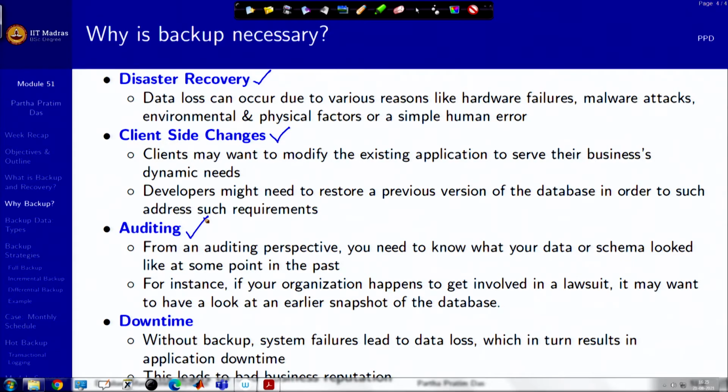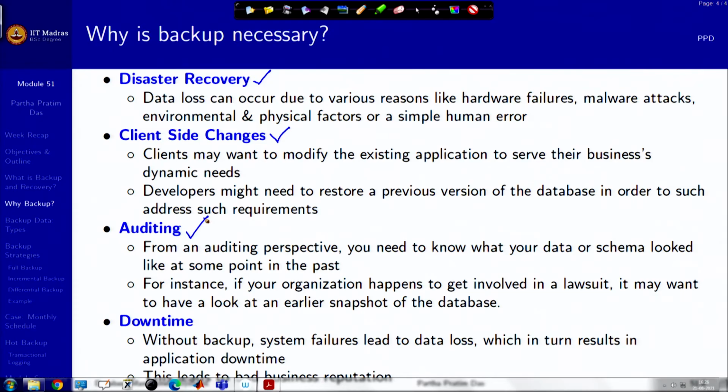You have seen that several financial misappropriation frauds are going around all across the world, and so from an auditing perspective you need to have a look at the data and the database organization in the past. So that if your organization is involved in a lawsuit, you may want to have a look at the earlier snapshot of the database.